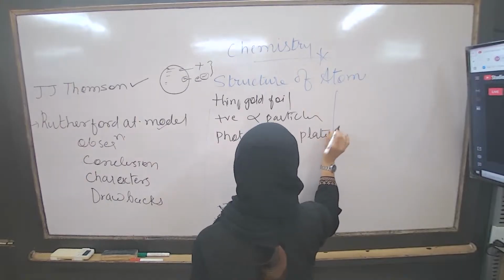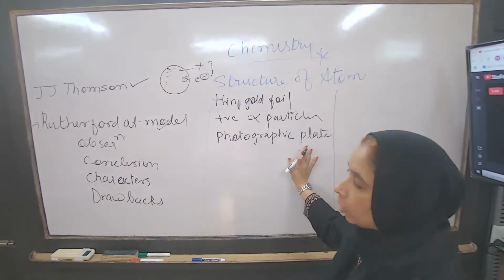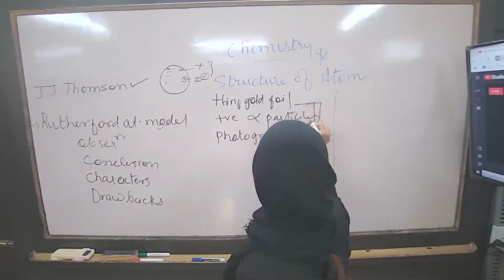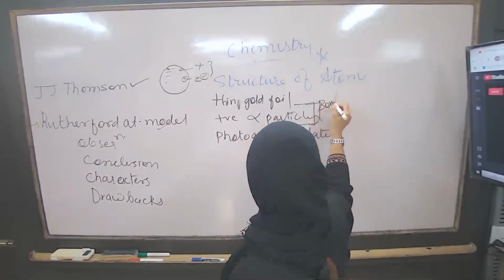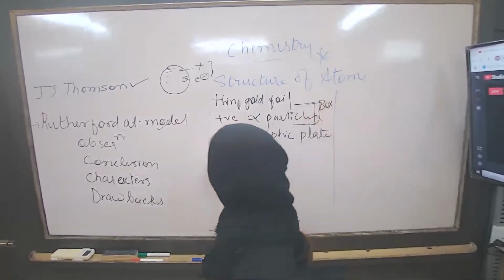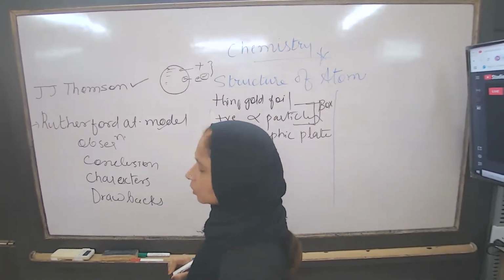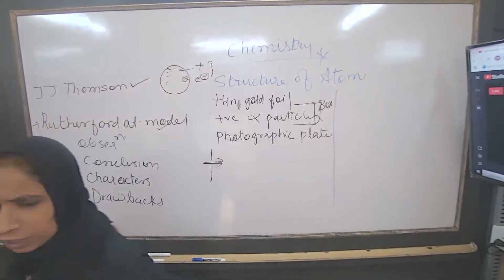This all were the experiment requirements. For this particular thing, one container was there, a box, in order to radiate the alpha particle. Now suppose this is a source of the radiation. You know that radioactive materials emit different radiation.